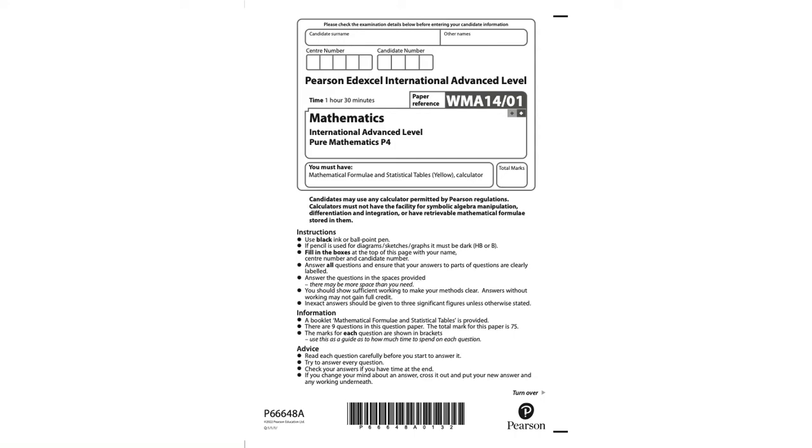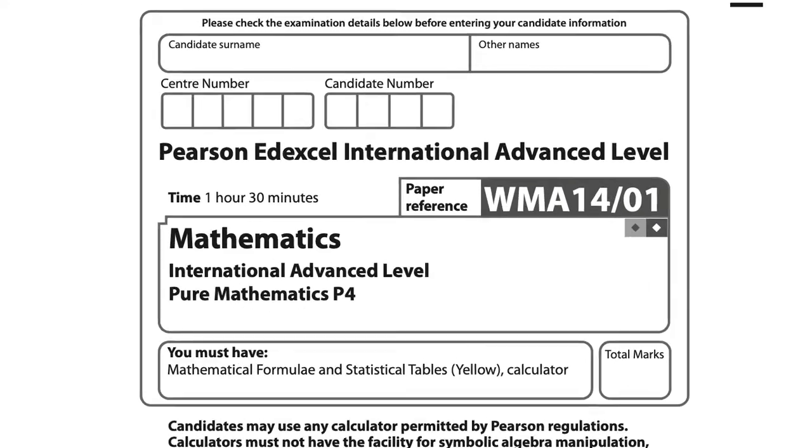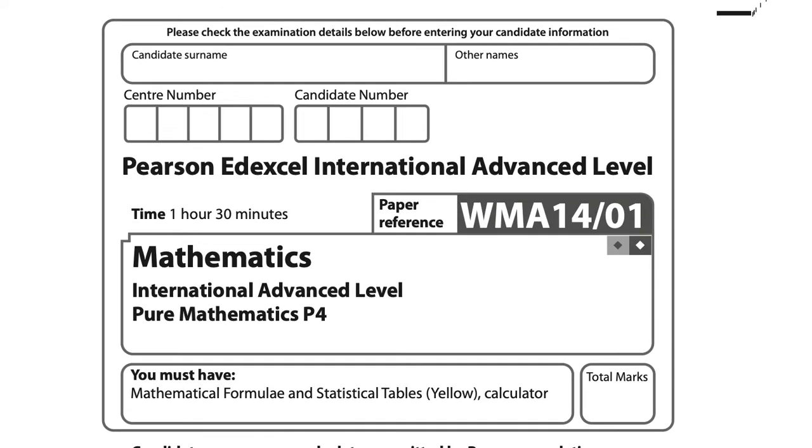Okay, so this is Pure for January 2022, I think. Well, that's what it is now anyway. Okay, let's go through this. If you start by pausing and giving the question a go, then you can watch me go through it.